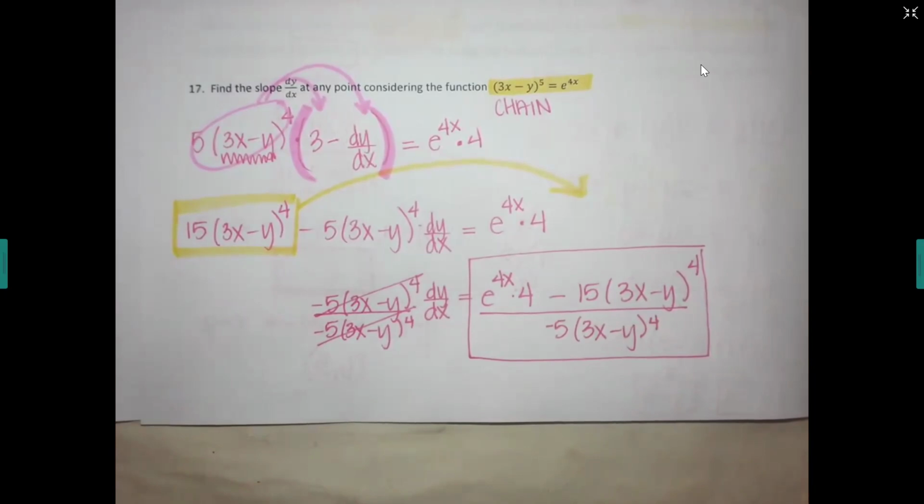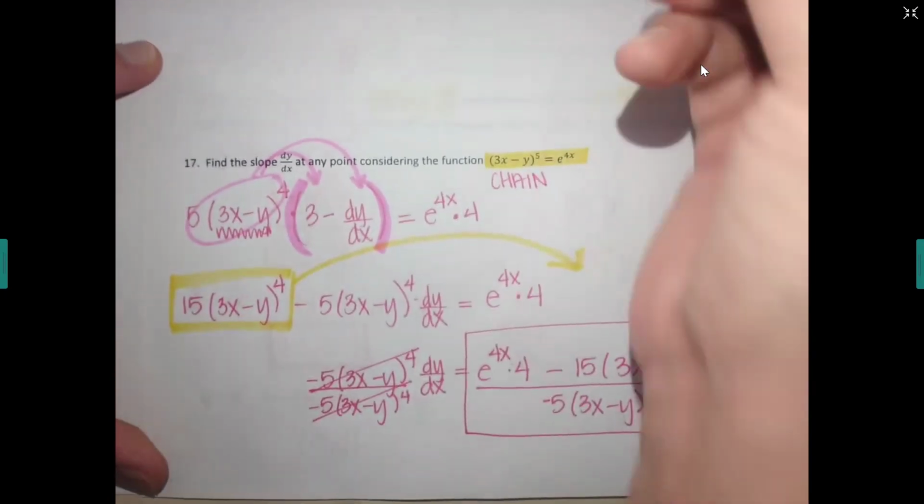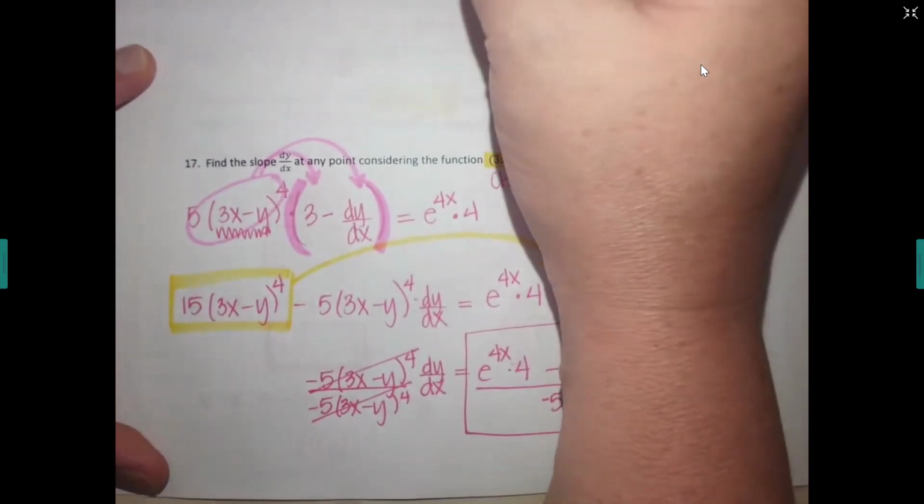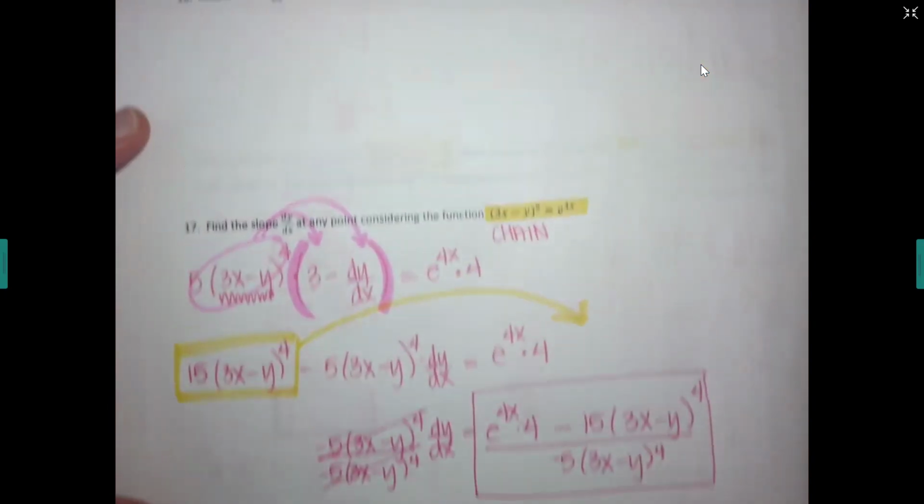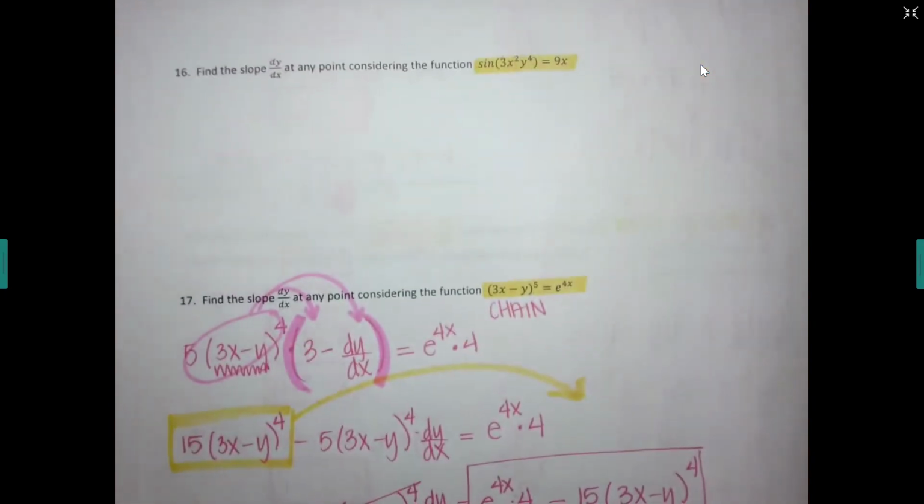Okay, I think we're just going to do one more from the level 3 page, so let's do number 16. All right, so you are given an equation and you're asked to find the slope. So the first thing that I notice is that my outside layer is a sine. So the derivative of sine is going to go to cosine.